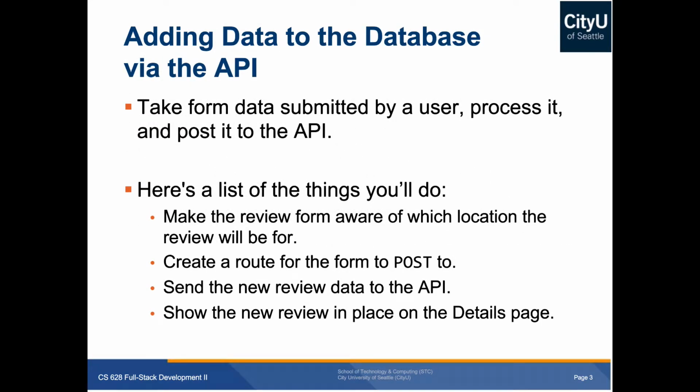So we take in the form data submitted by a user, could be a post input, process it and post it to the API. Things that you need to do: make the review form aware of which location the review will be for, create a route for the form to post to, send the new review data to the API, and show the new review in place on the details page.